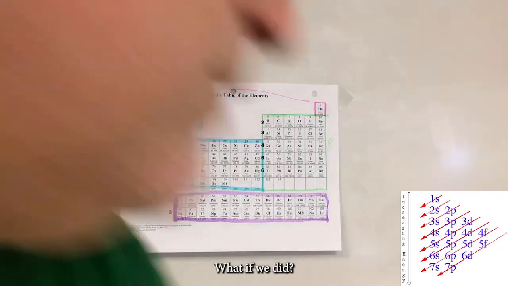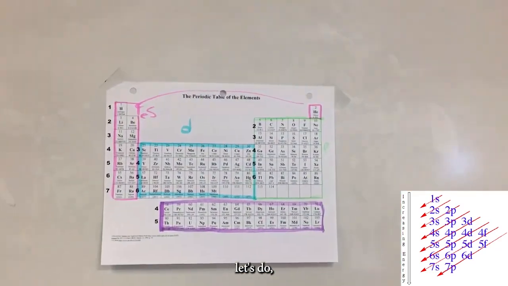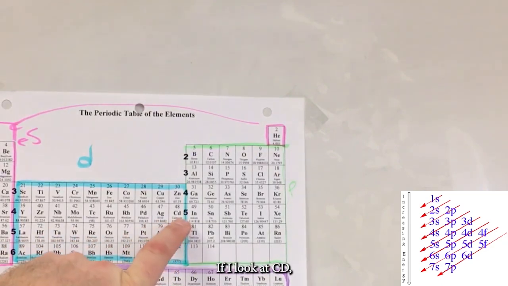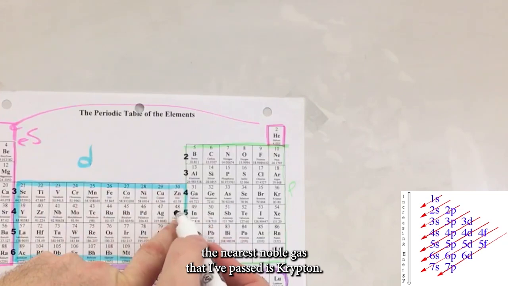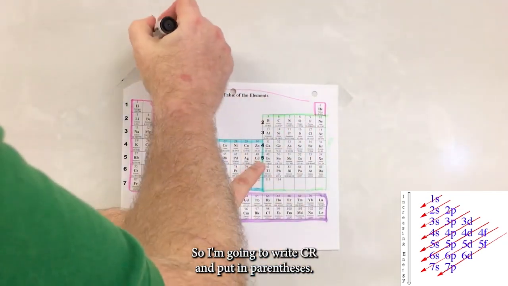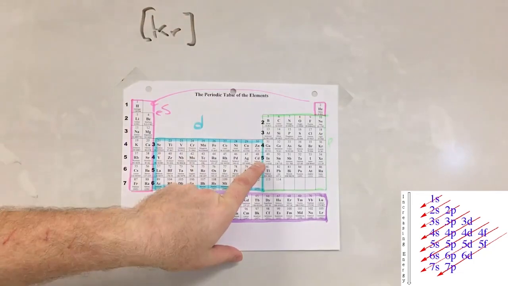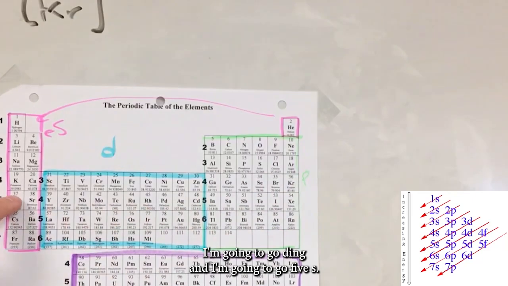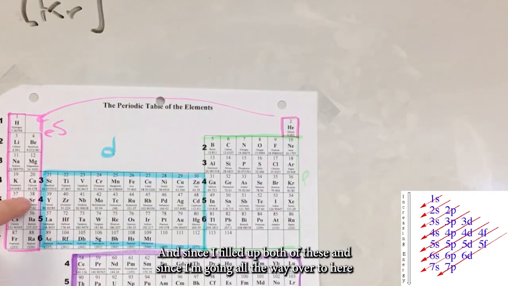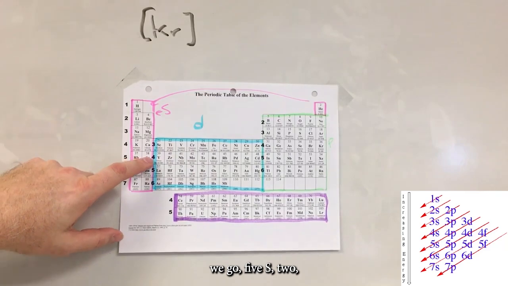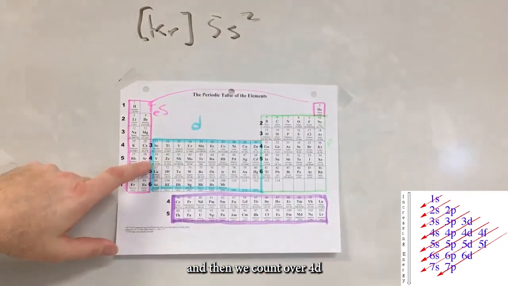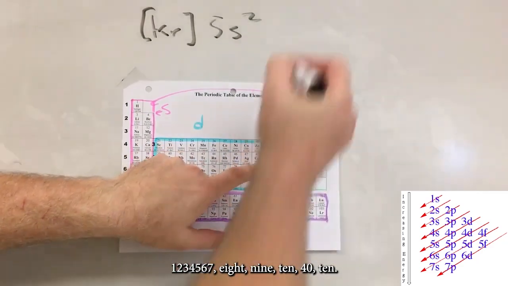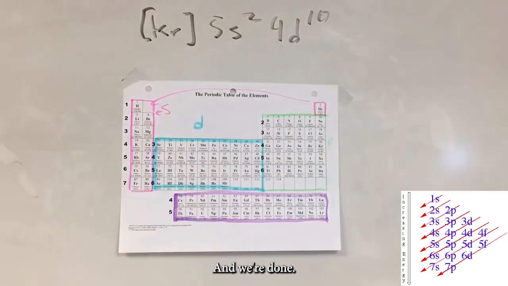Let's try another one. What if we did cadmium, Cd. So way over here, right? If I look at Cd, the nearest noble gas that I've passed is krypton. So I'm going to write Kr and put in parentheses. But now, since I'm just reading my table from left to right, after I hit krypton, I'm going to go ding, and I'm going to go 5s. And since I filled up both these, and since I'm going all the way over to here, we go 5s2, and then we count over. 4d, 1, 2, 3, 4, 5, 6, 7, 8, 9, 10, 4d10, and we're done.